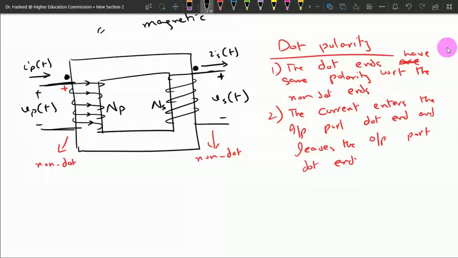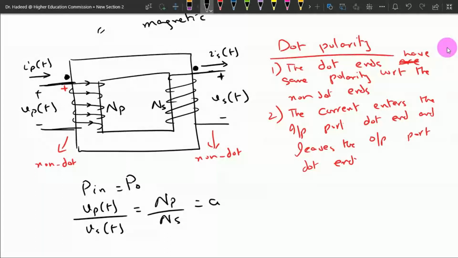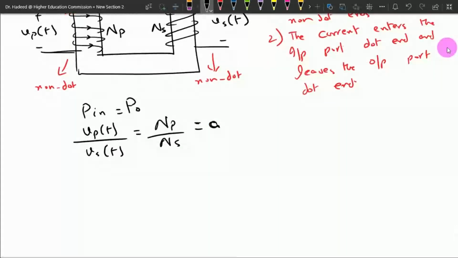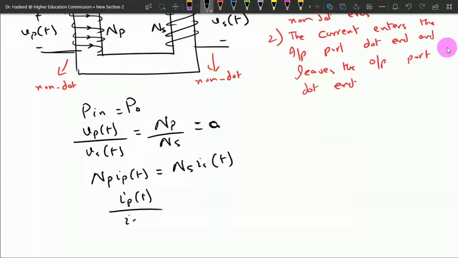So in this particular elementary model, we have the input power equal to the output power. So we have VP(t) over VS(t), and that is equal to NP over NS, and that is equal to a, which is the ratio of the primary side number of turns to the secondary side. And also we have a balance here as well. Therefore we have IP(t) over IS(t), that is equal to 1 over a.